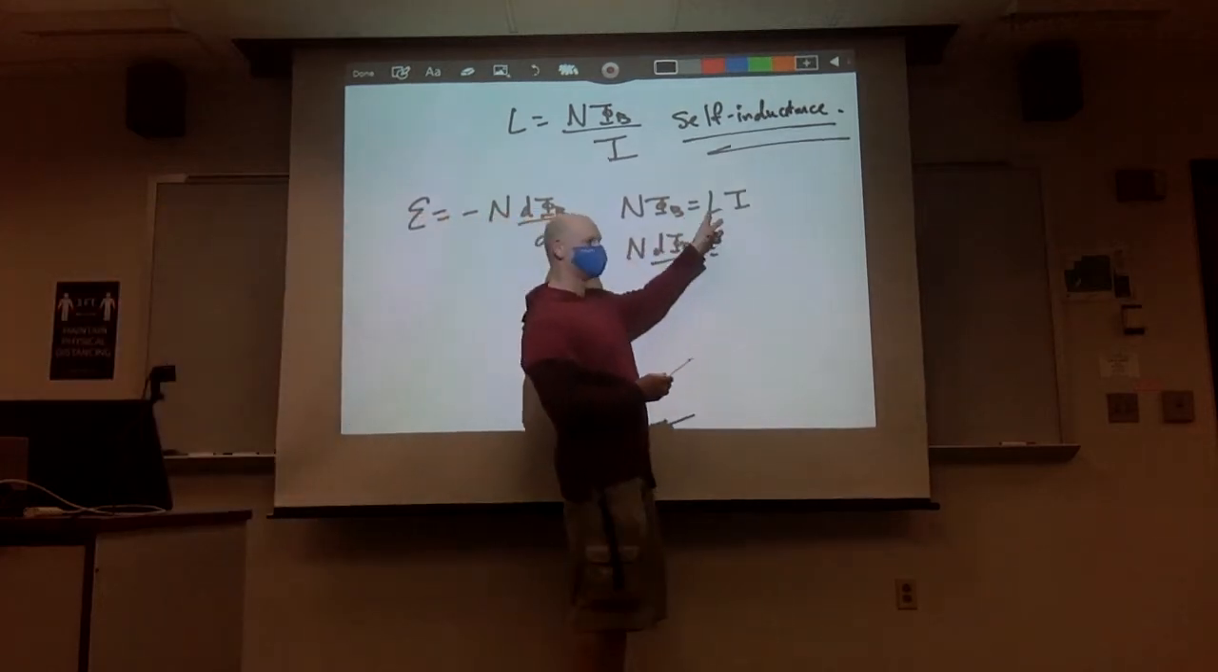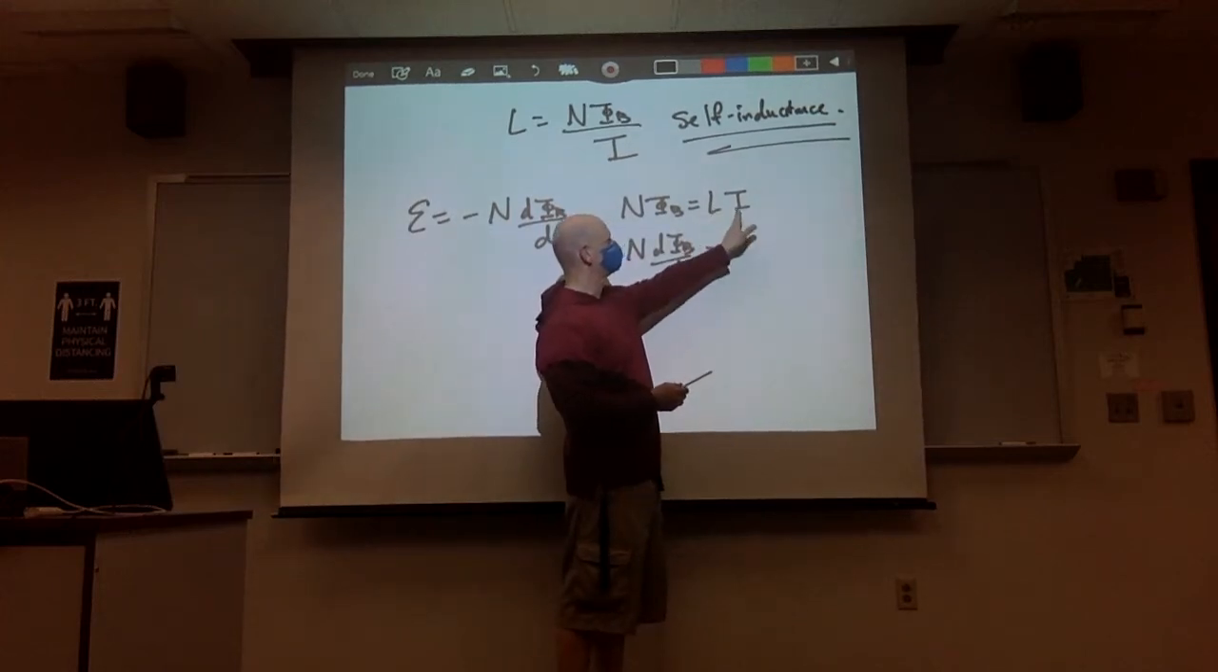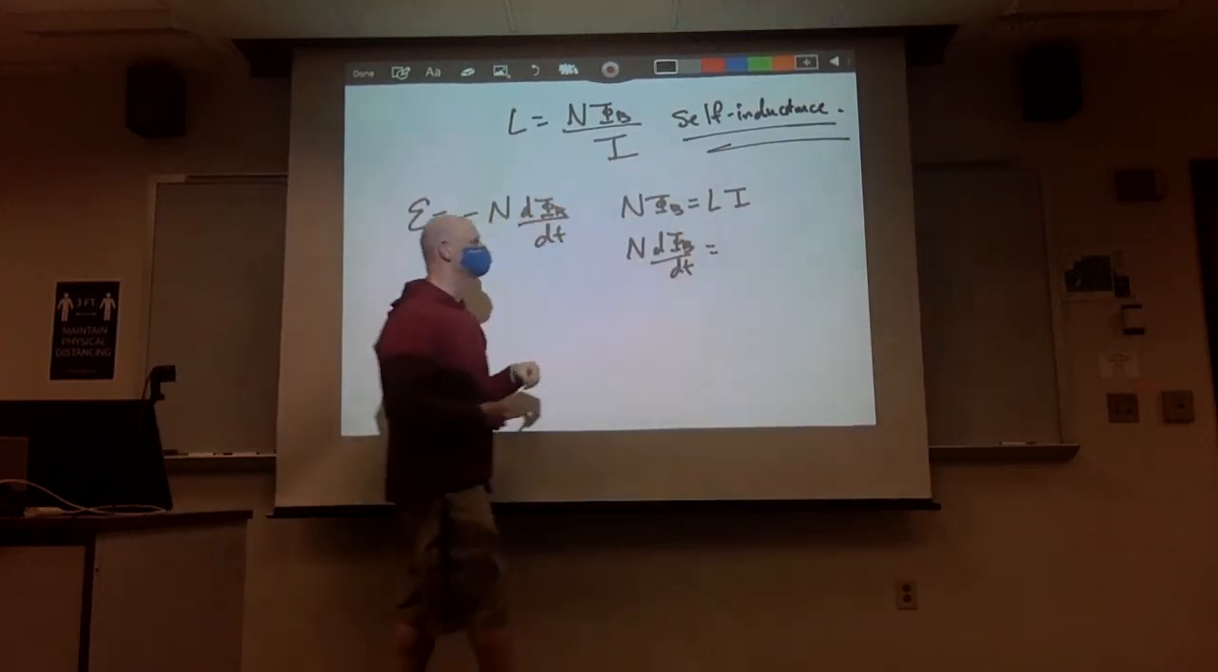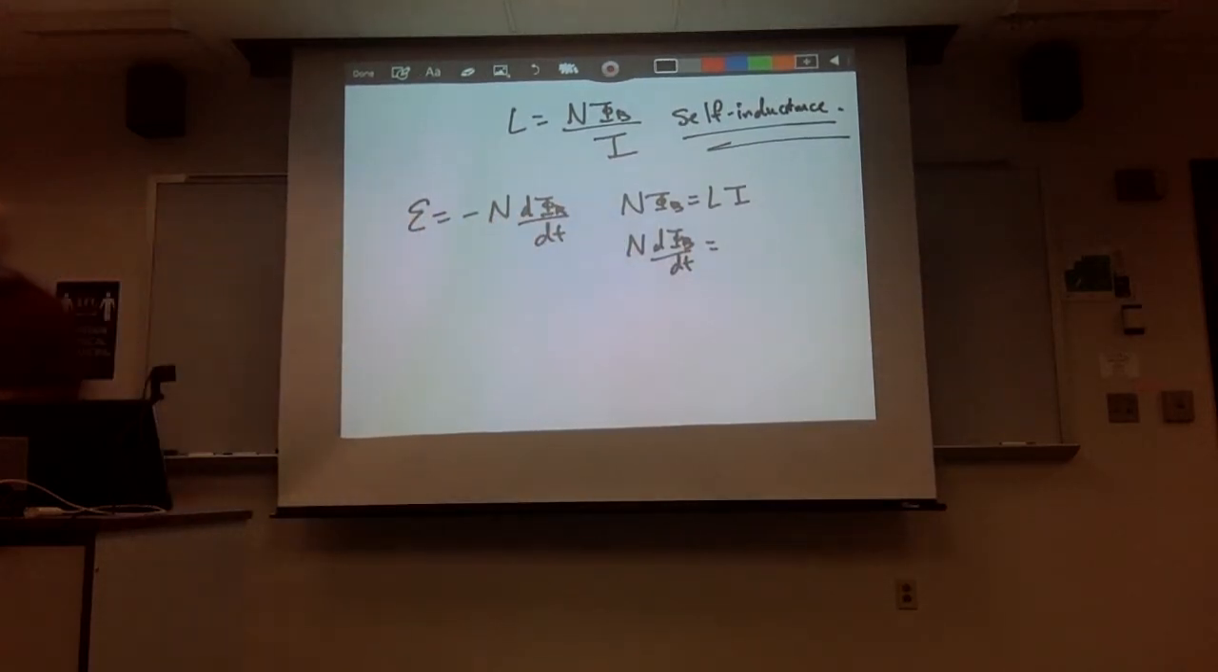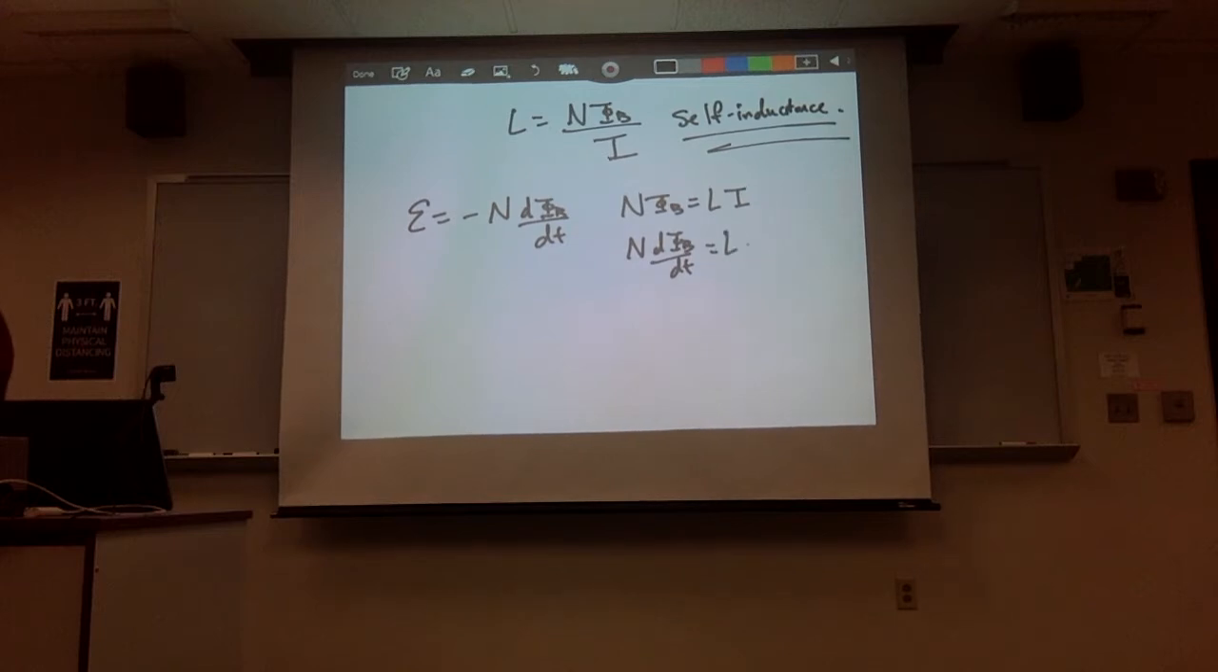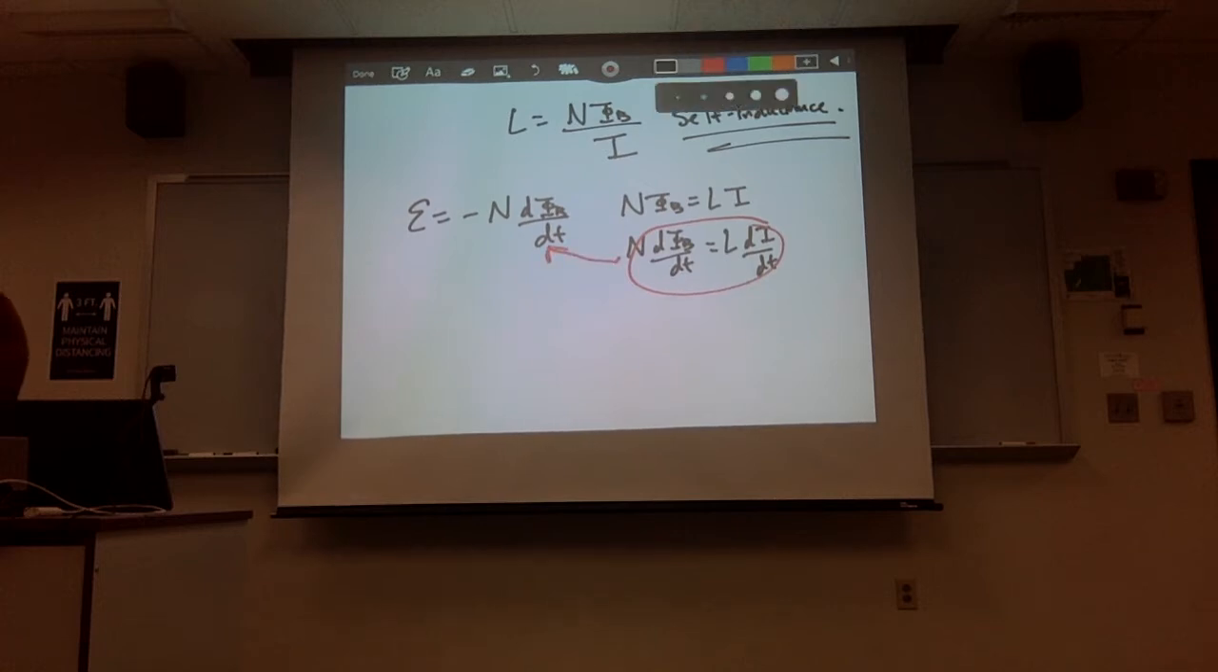But the inductance of the inductor is a constant, which means the only thing that's changing on the right-hand side here is simply the current. So this is going to be equal to the inductance times the time rate of change of the current, which now I can put back into the right-hand side, throw in a negative sign. What this finally says is that the back EMF, or the potential difference between A and B, is equal to negative the inductance times the time rate of change of the current.